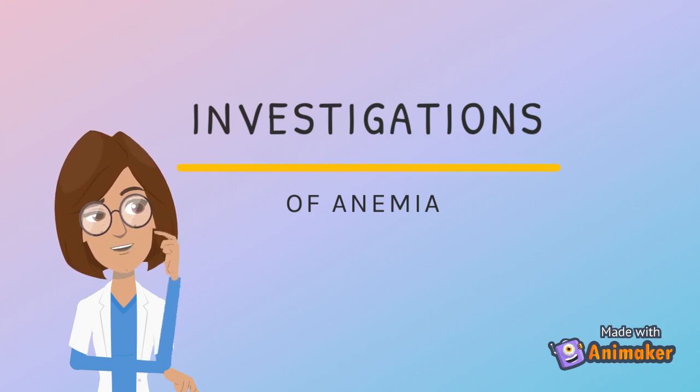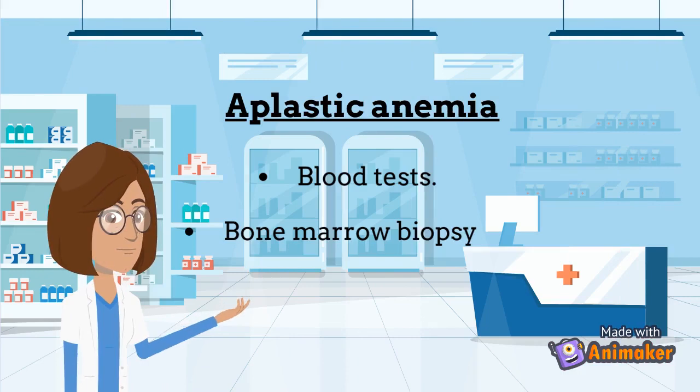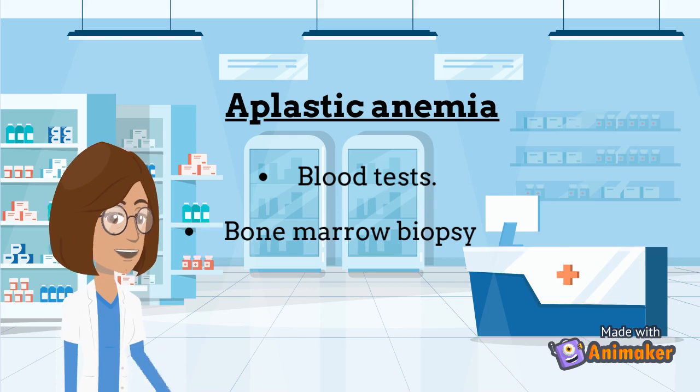Let's talk about the investigations of anemia. The investigations depend on the type of anemia. The first type is aplastic anemia. The investigations include a blood test. Normally, red blood cell, white blood cell and platelet levels stay within certain ranges. In aplastic anemia, all three of these blood cell levels are low. The second investigation is a bone marrow biopsy.